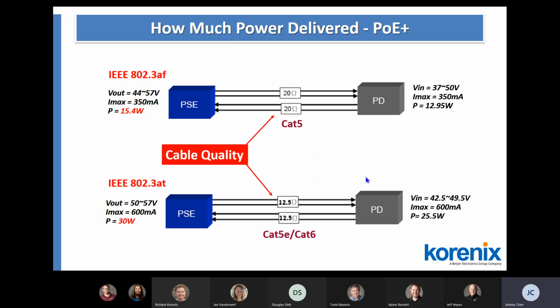Okay, so this is the definition of how much power is delivered after the cable. The standard defines that in the AF mode, the PSE should provide 15.4 watts, and after the transmission in the cable, at last the PD should get 12.95 watts. And in the AT mode, the PSE should provide 30 watts, and after the loss in the cable, the PD at last should get 25.5 watts.